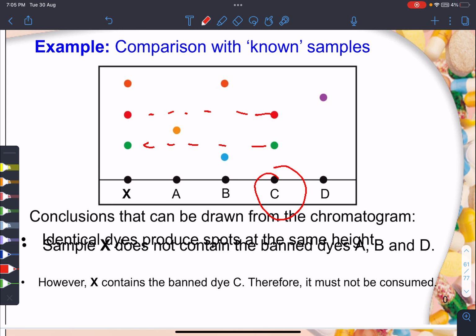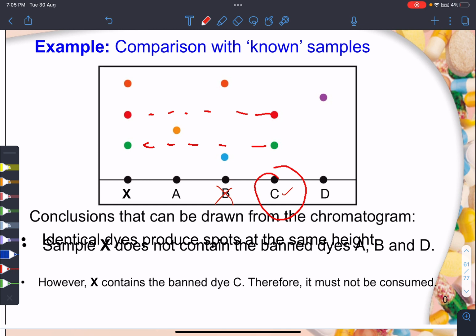So we have an unknown sample X here. We have A, B, C, D. Just by comparing, it seems like sample X contains drug C, because drug C has a green dot and a red dot, and X contains the exact identical green dot and red dot. You must contain both, then you can say that it is. So that's why X has C, but X doesn't have B.